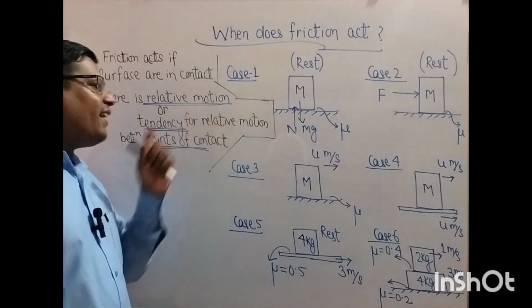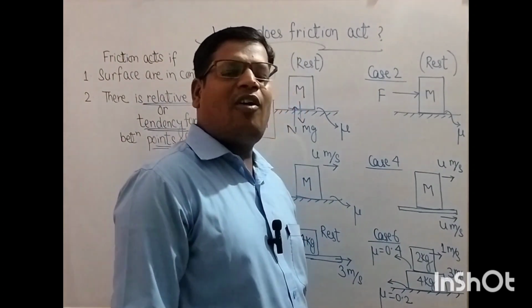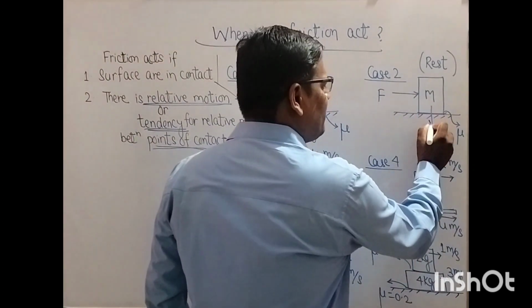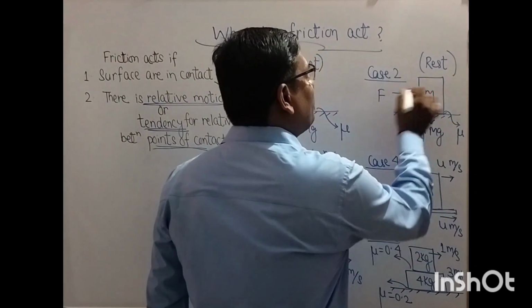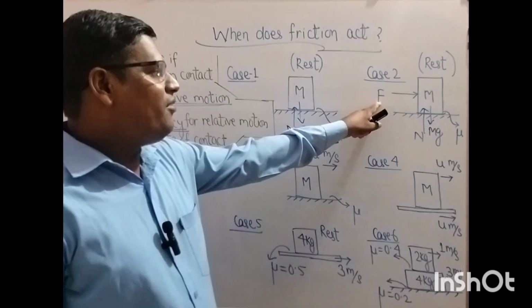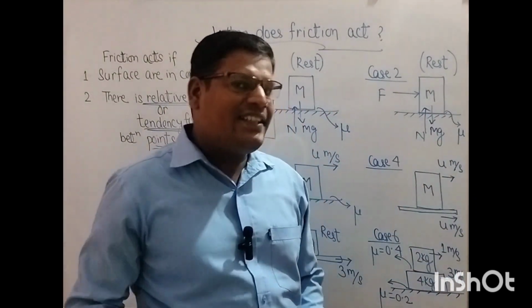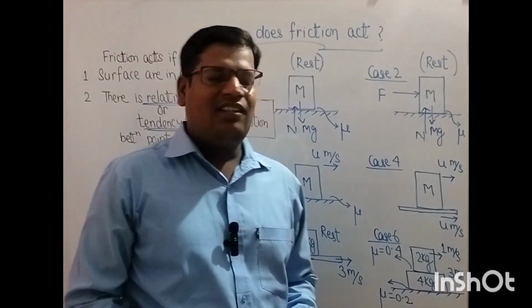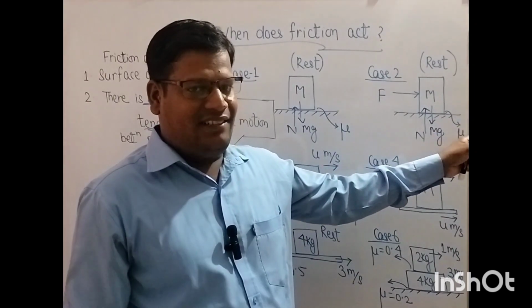Second, is there any tendency for relative motion? Try to draw the free body diagram of the block M. You see here there is a force mg in this direction, normal reaction in this direction and F in this direction. So yes, there is tendency for relative motion. This F is trying to slide the body on the ground. So there is tendency for relative motion. Someone is trying to slide. There is no relative motion, that's another thing, but there is a tendency.